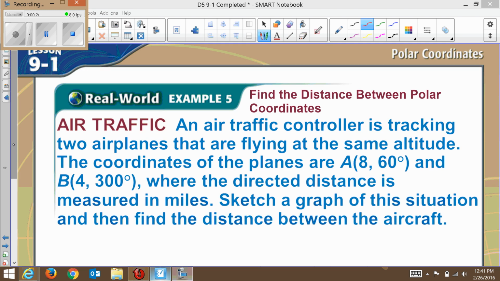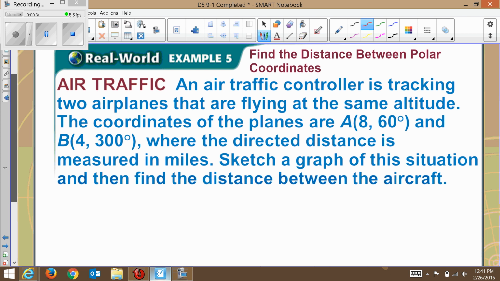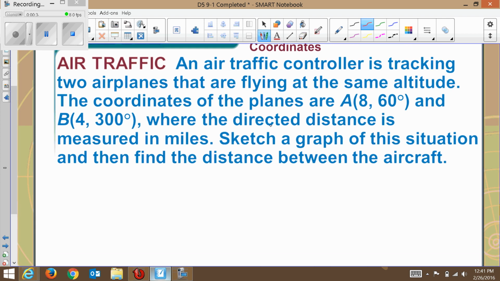Let's look at the problem. It says air traffic. An air traffic controller is tracking 2 airplanes that are flying at the same altitude. The coordinates of the planes are A is (8, 60°) and B is (4, 300°), where the directed distance is measured in miles. Sketch a graph of this situation and then find the distance between the aircraft.